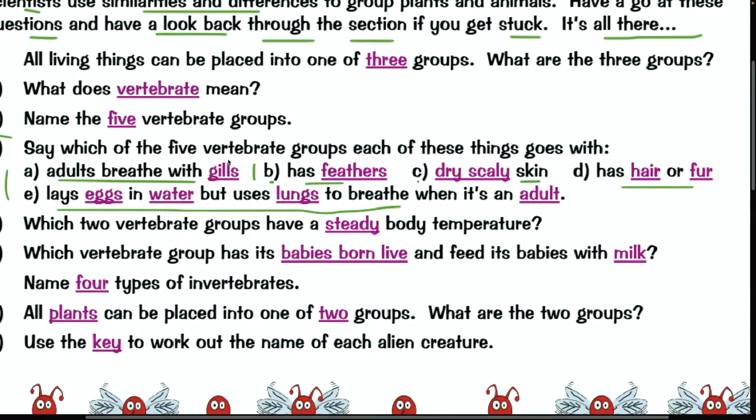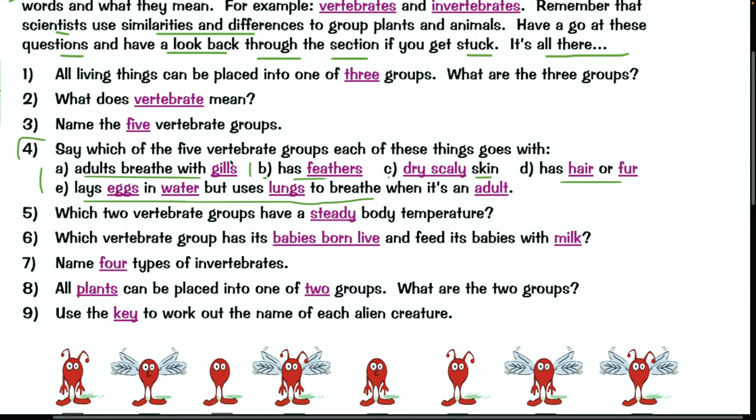This is what you have to do, okay? If you don't know, go back to the book, read the part of the book, and then we're going to answer that, okay? So let's go to the next one. I think you understood, right?